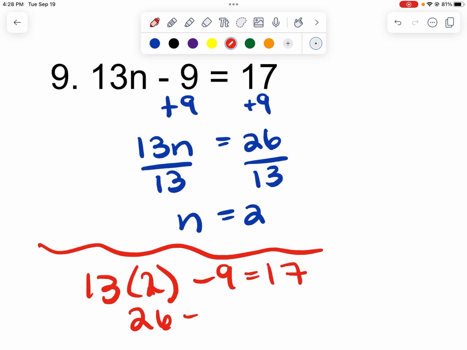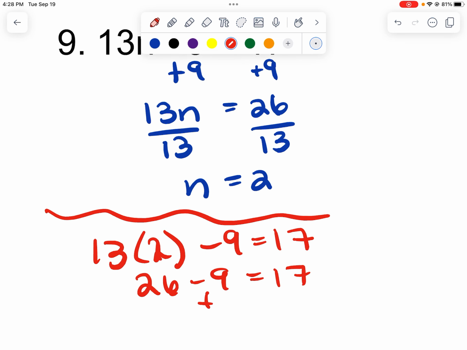I would get 26 minus 9 equals 17. 17 equals 17. That is correct.